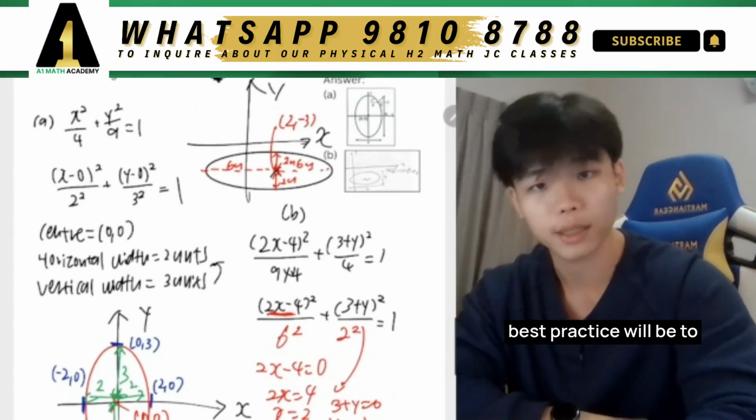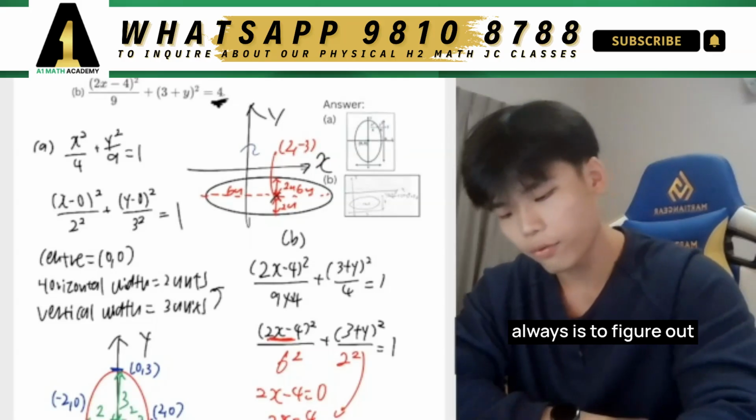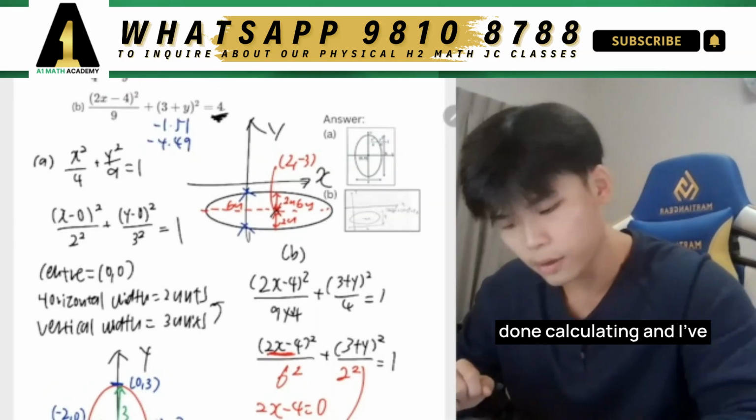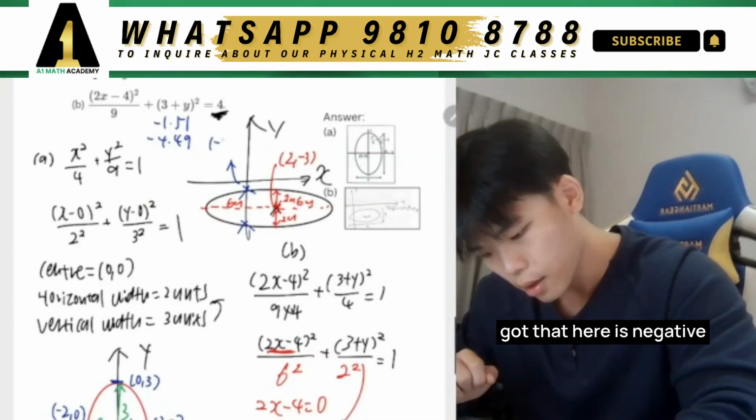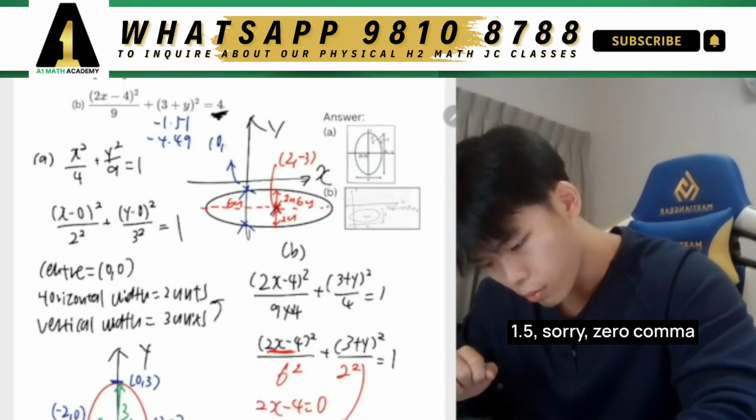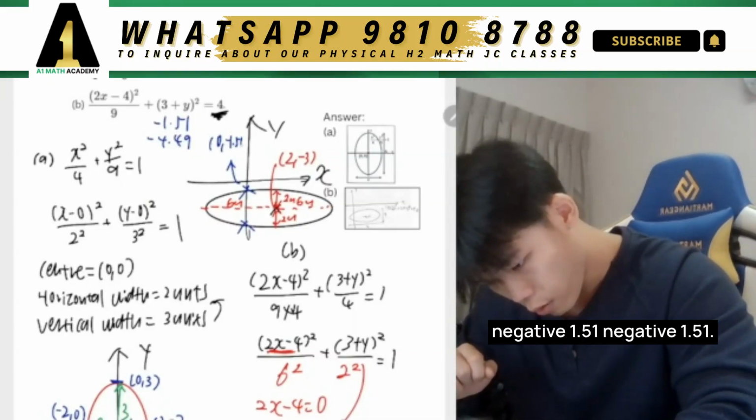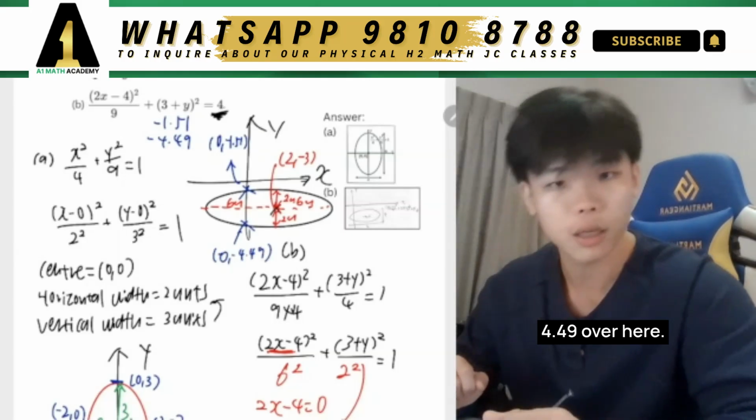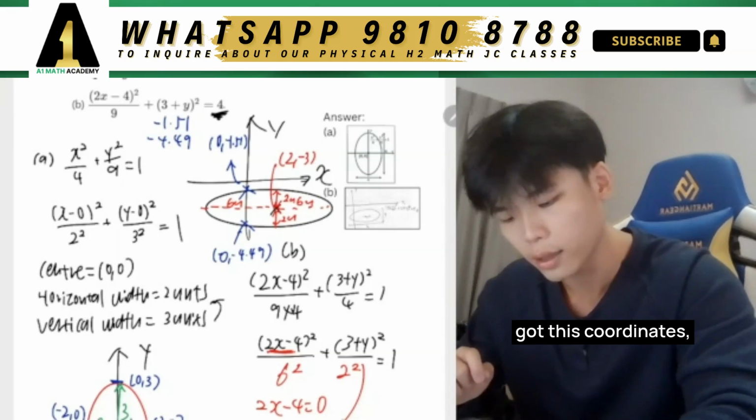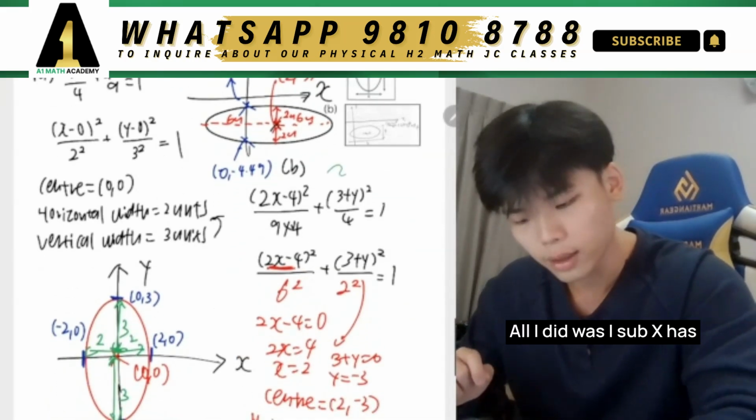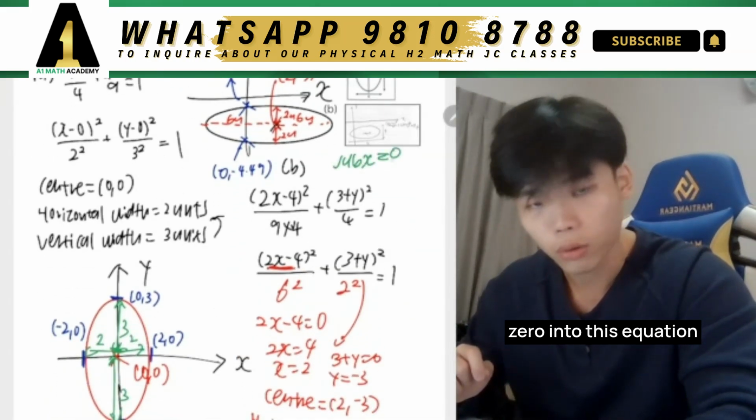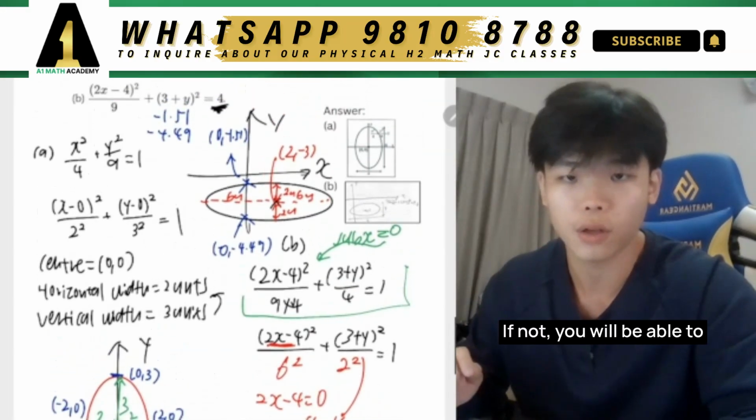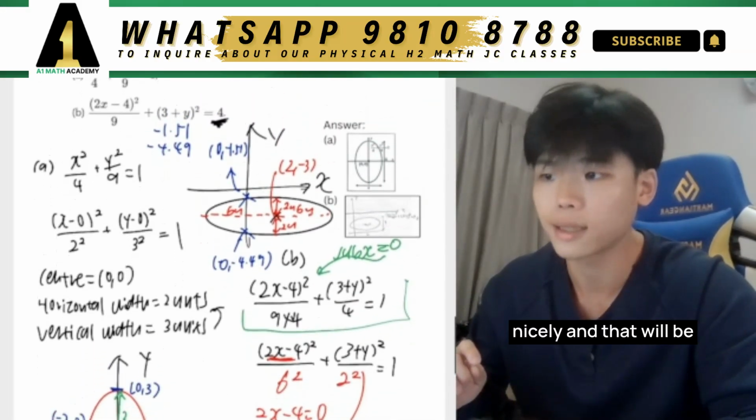Of course, best practice will be to always figure out the coordinates of your intercepts, which I'll find out now. What I've calculated is that here is (0, -1.51) and here is (0, -4.49). In case you're wondering how I got these coordinates, it's fairly straightforward. All I did was substitute x as 0 into this equation over here, and then solve for the y value. That's it. Then you will be able to sketch this graph pretty nicely.